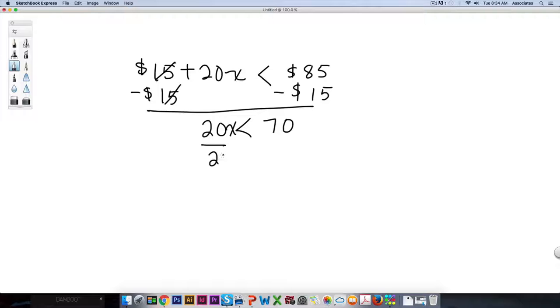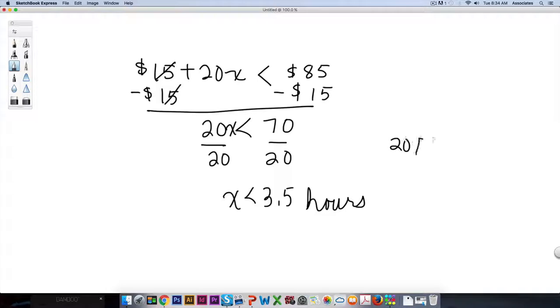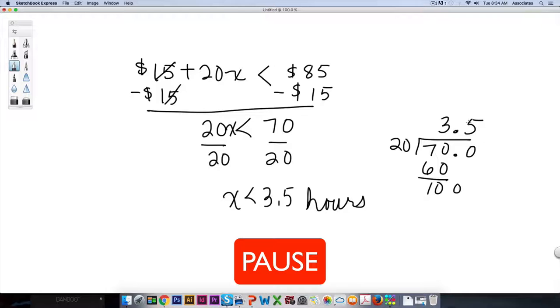Now divide both sides by 20, and x would be less than 3.5 hours. I got 3.5 hours because I divided 20 into 70, goes 3 times. I decided to stay in decimals, and it went 0.5. How'd you do? If you came up with 7 halves, if you came up with 3 1/2, your answer is exactly right. So when students are ready, restart the video and we'll go back to the PowerPoint.